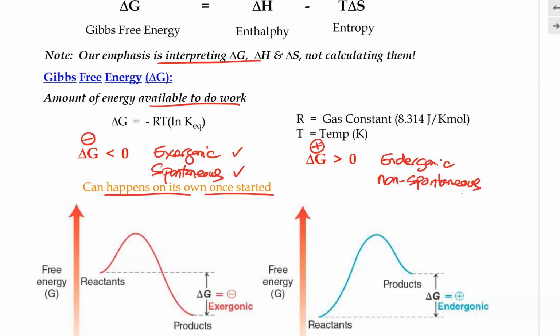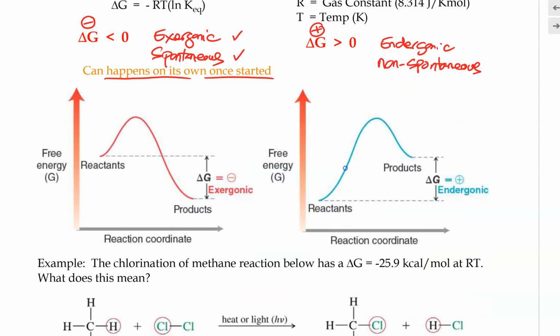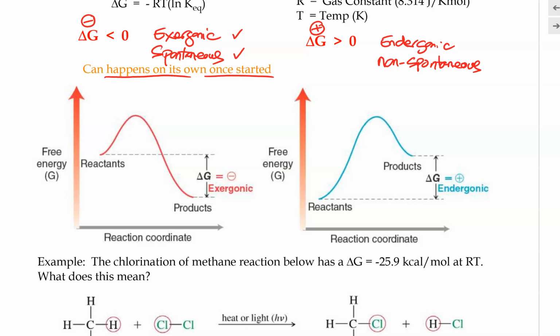A non-spontaneous reaction is a reaction that will require the continuous input of energy in order to keep it going. So imagine rolling a rock uphill. We have to keep on rolling and adding energy in order to make it work. And below is the potential energy diagram that can explain this.